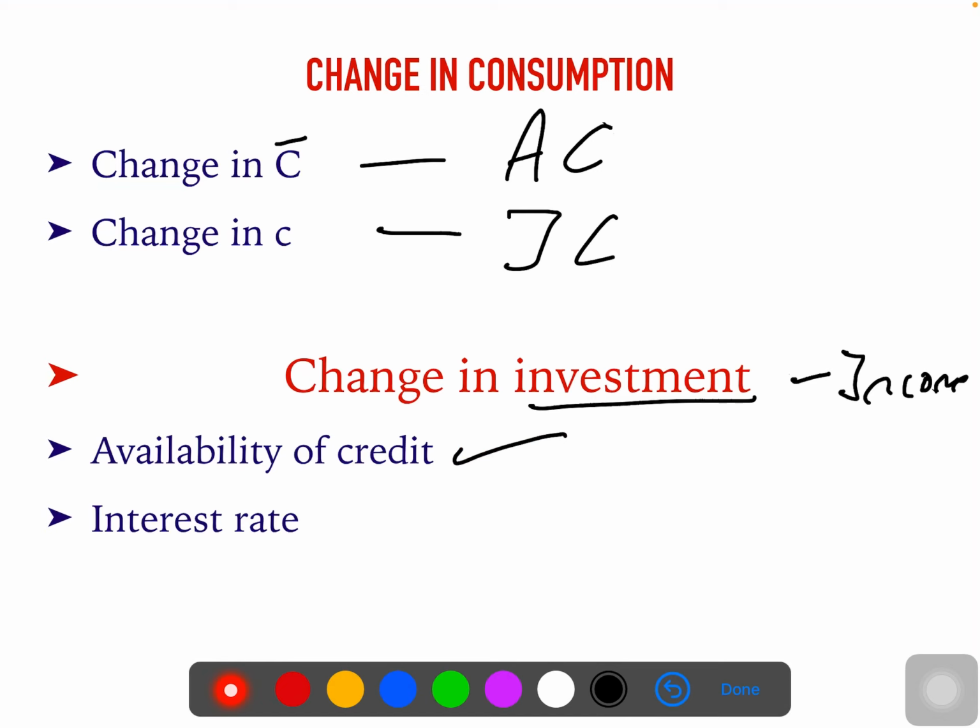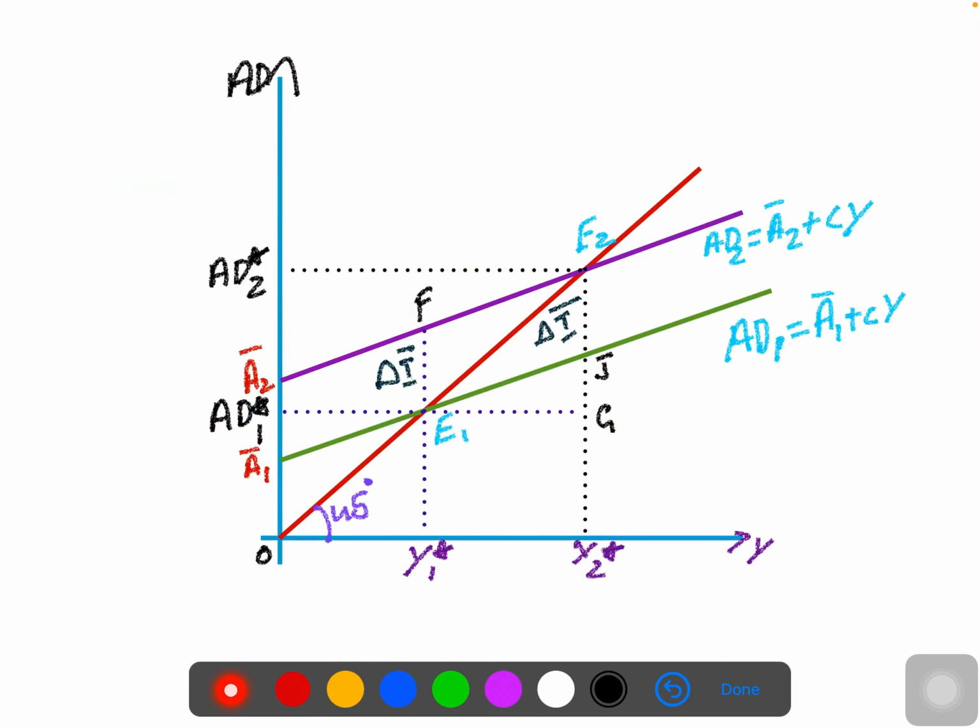On the other side, one more thing which influences investment is the rate of interest. If the interest rate is high, people think twice, thrice before taking any loan. So if the interest rate is more, we'll not take it. If the interest rate is less, we'll try to take more and more investment. So this is the way availability of credit and interest rate change investment. Now you have a diagram. In the diagram we are going to talk about how exactly it makes a difference. If you understand this particular diagram, that alone is more than enough for this question.